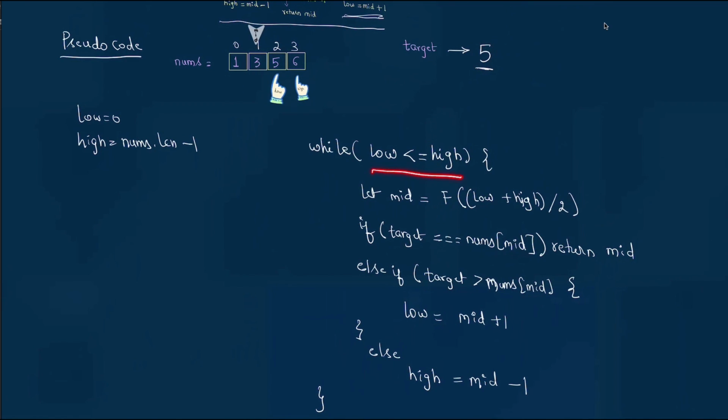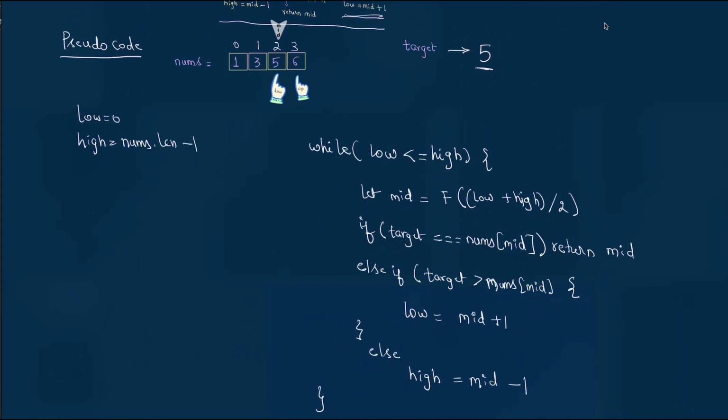We check this condition. Is low less than or equal to high? Is 2 less than or equal to 3? Yes, it is. So we again calculate the mid: 2 plus 3 by 2, which points to 2. So let's update that mid. We check, is 5 equal to 5? Yes. So we return mid.